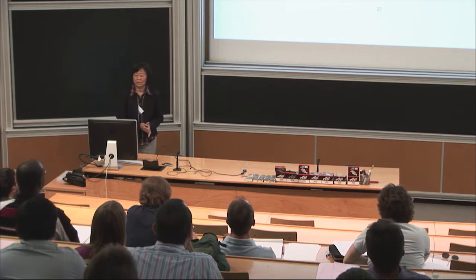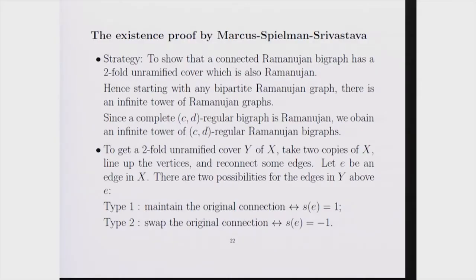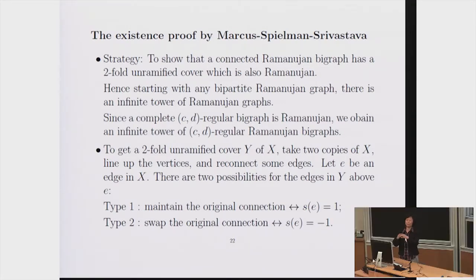Okay. So their proof is an existence proof. The strategy is to show that if I start with a connected Ramanujan bigraph, then any such bigraph has a twofold unramified cover which is also Ramanujan. So if I can start with just one Ramanujan graph, then this theorem guarantees that I have a twofold cover, and so on. Then I will have an infinite tower.